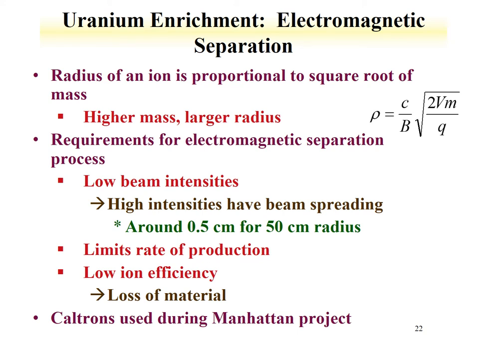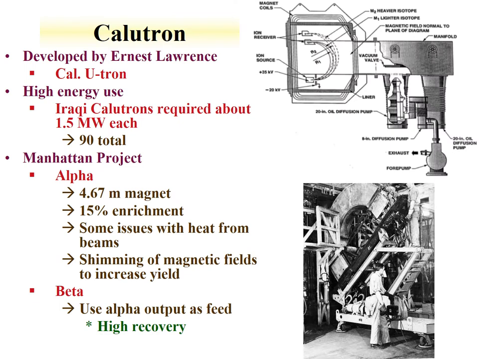During the Manhattan Project, calutrons were developed to exploit this fundamental property in separations. These calutrons were developed by Ernest Lawrence based upon the cyclotron. It's the California University tron. They have high energy uses. In Iraq, they were developing calutrons, and they required a great deal of energy.